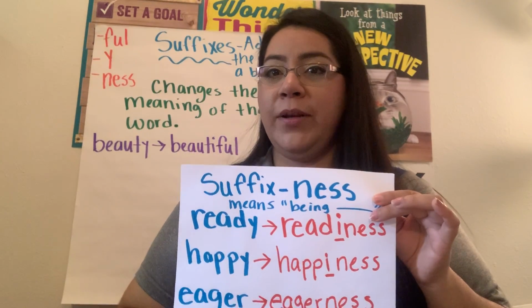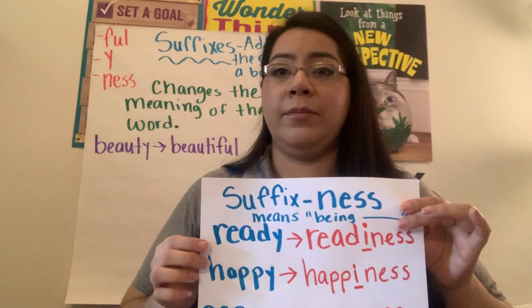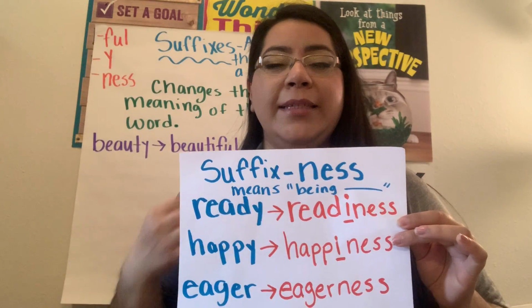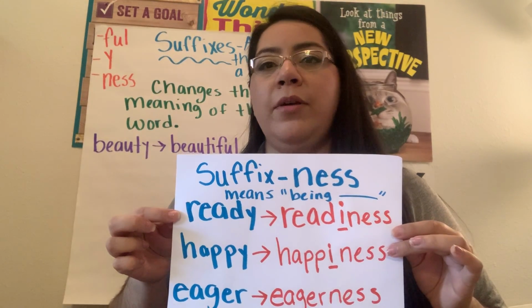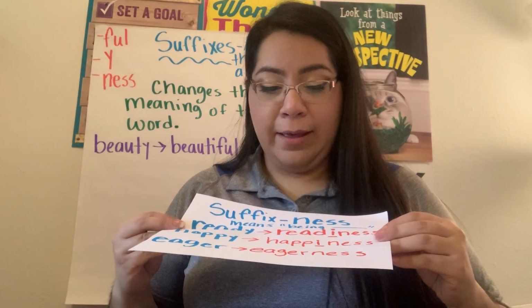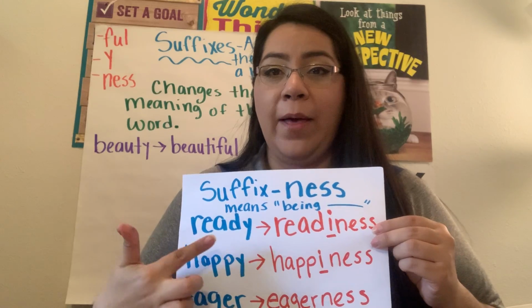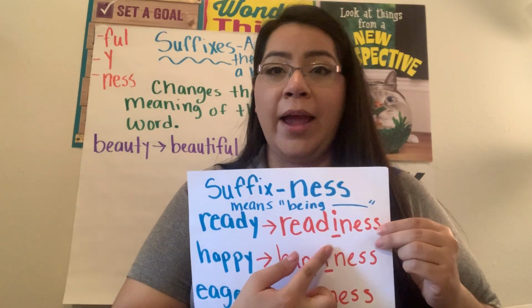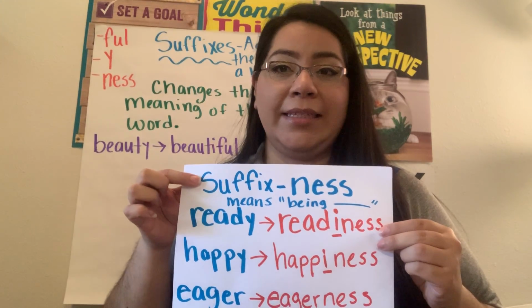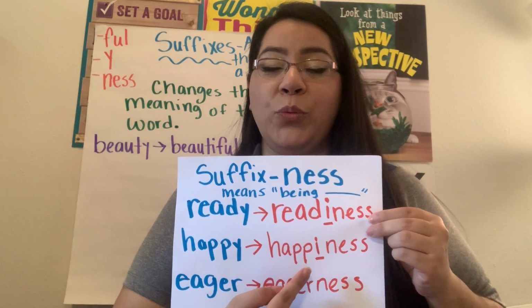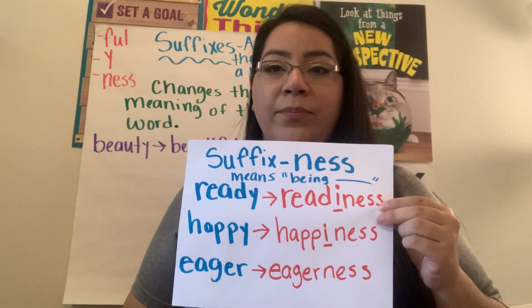The last suffix word that we're looking at is ness, okay? Ness means being, the state of being something. So you have ready, readiness. And you can see how that Y changed into an I when you're adding the suffix ness. Happy is the same thing, happiness. Change that Y to an I, add the ness.